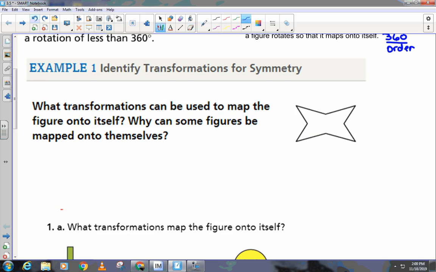Okay, what about rotational? 180 degrees. Yeah, 180 degrees. I could rotate it and then rotate it again, and it would take me back to where it was. So the order would be 2, and the angle of rotation would be 180 degrees. Good. Okay, so this one has reflectional and rotational.